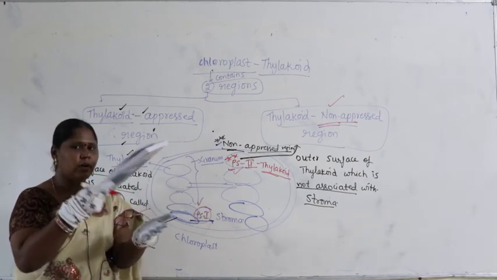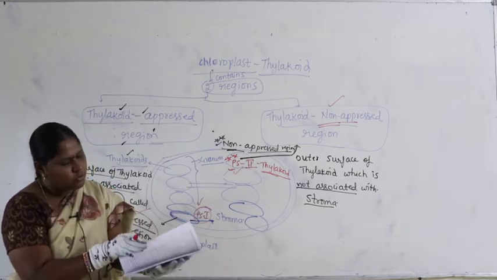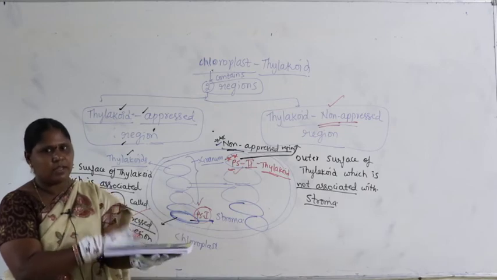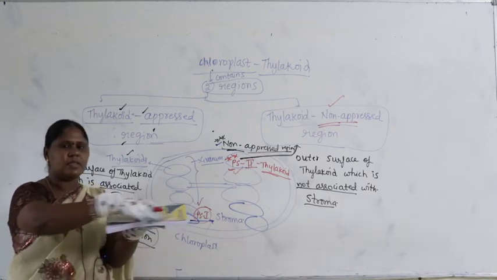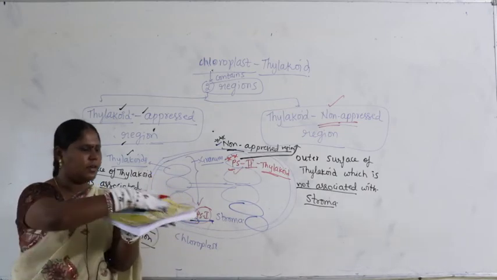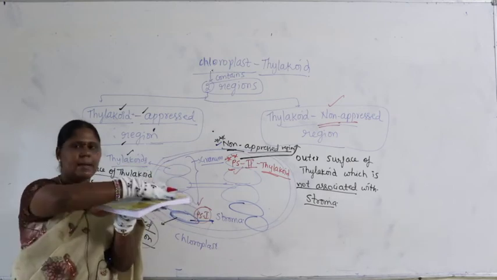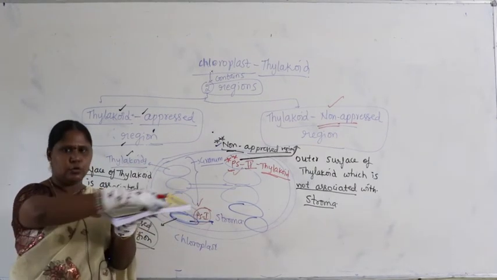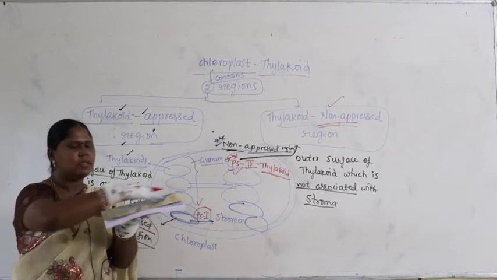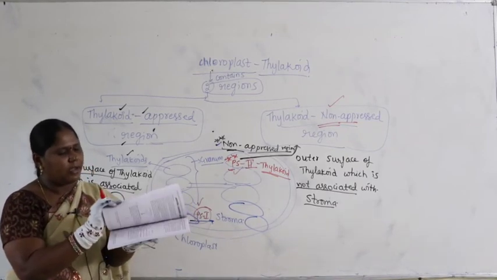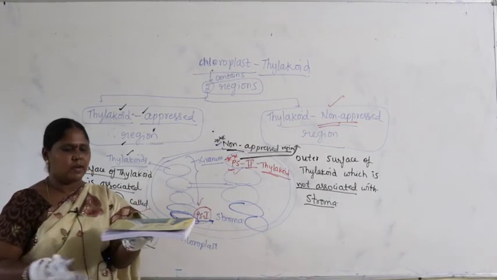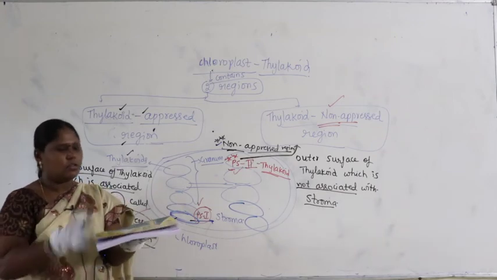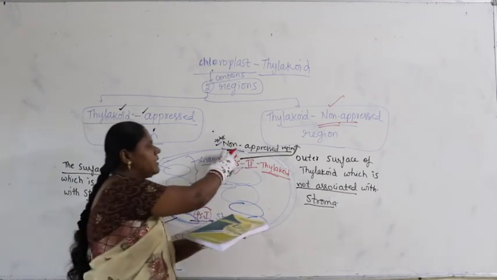This is not in contact with the stroma, because on the stroma, so many thylakoids are placed one above the other. So this upper surface, the outermost page, and this empty space is the lumen. This upper thylakoid is not in contact with the stroma. The stroma is somewhere down. So this is called the non-appressed region.